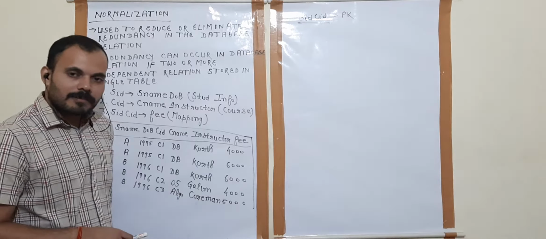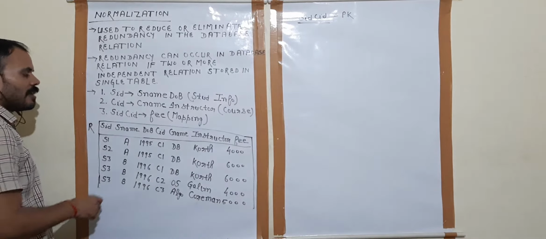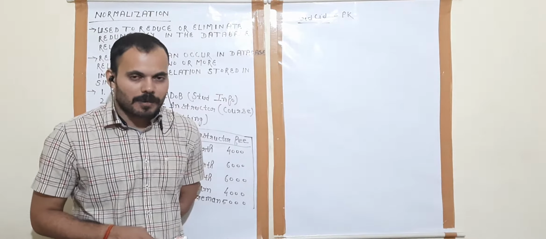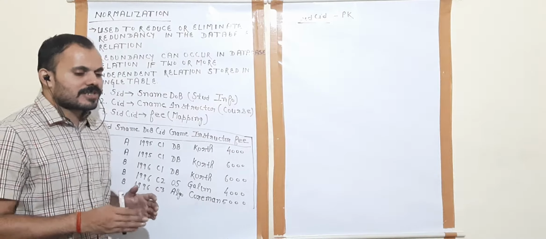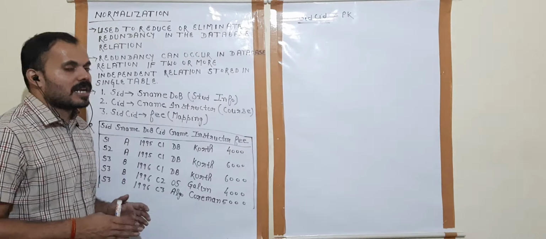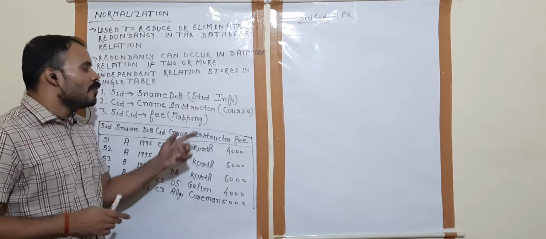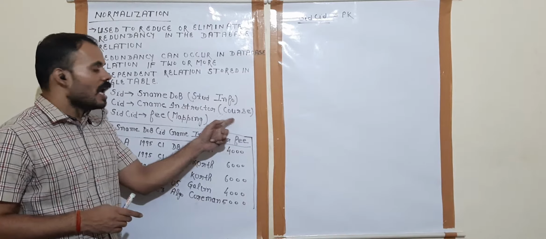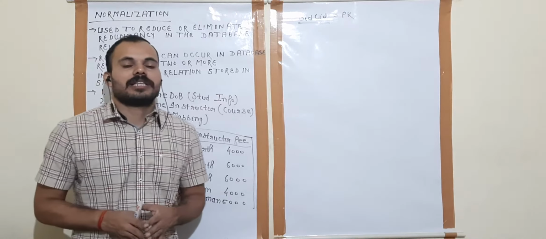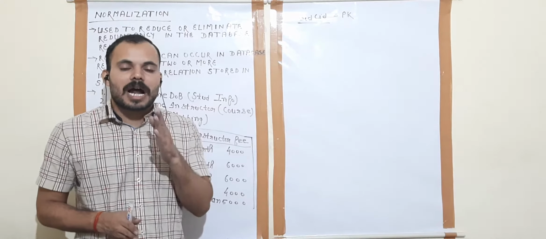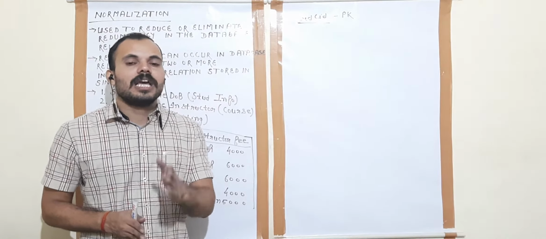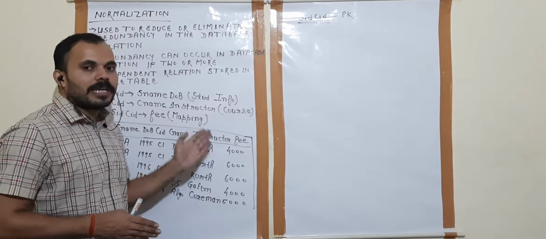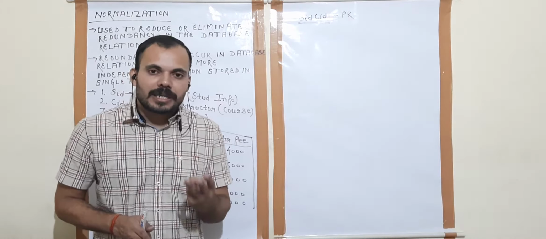mapping table. Understood? We will see what these functional dependencies are and what they mean in the coming lecture. Only study here what is normalization. See here, we have three tables: student information, course, and mapping. Three tables are there, and these three tables are independent. Listen carefully.